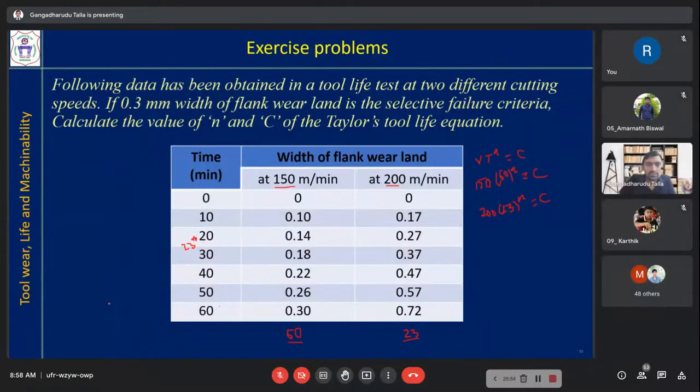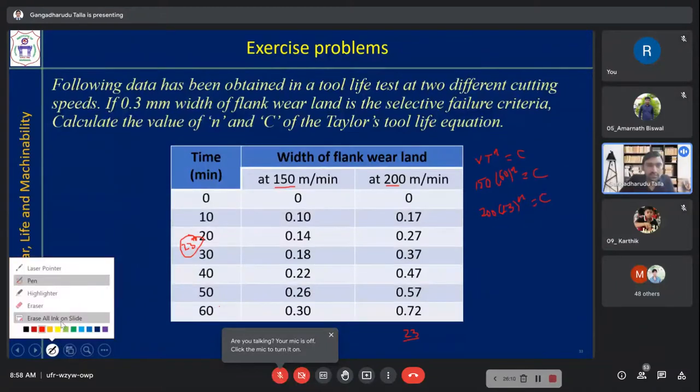Okay. So that is how you will solve this problem. Main thing is getting this 23 is important. So for that purpose, you are equating the slopes. I hope it is clear. If anybody has doubt, please ask now.